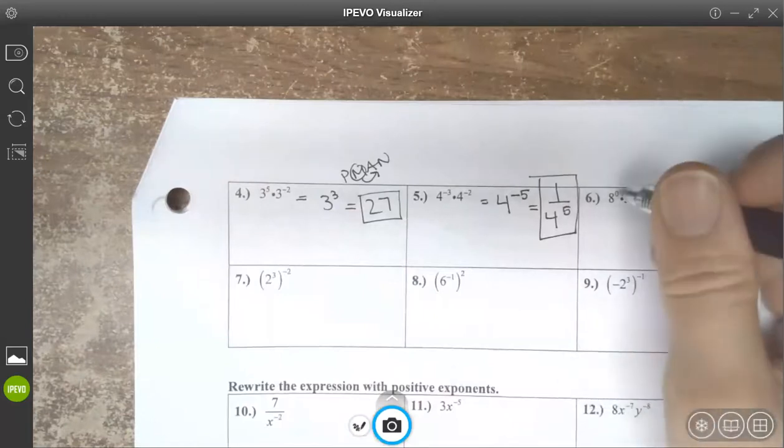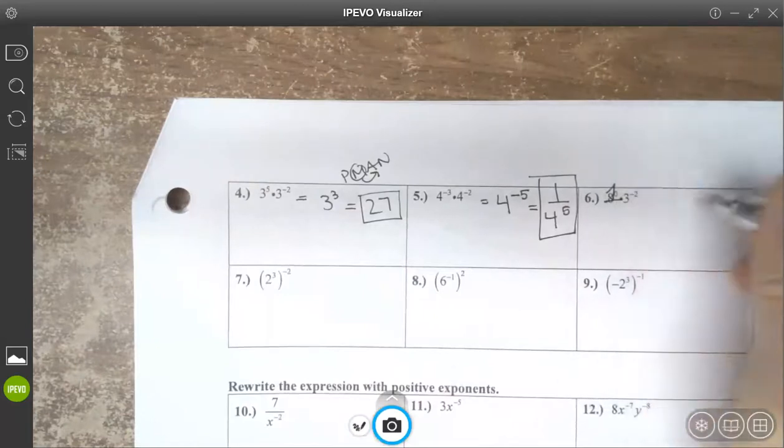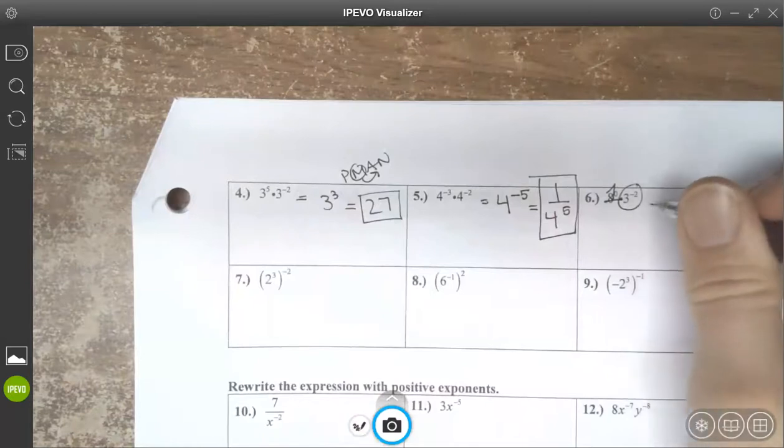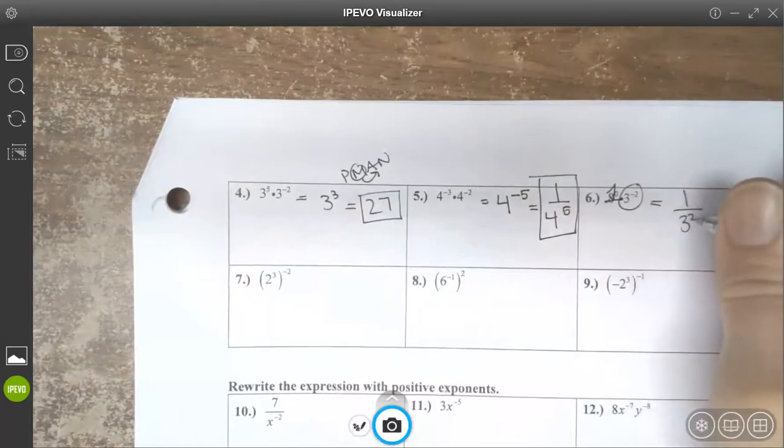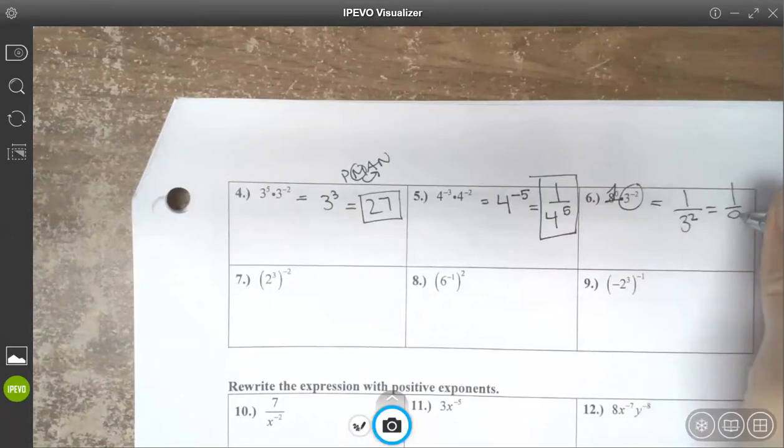On 6, 8 to the 0 power, well, that's just 1. I have a negative exponent to deal with here, so I need to move it first. 3 squared we can do is 9. Same idea on 7 through 9.